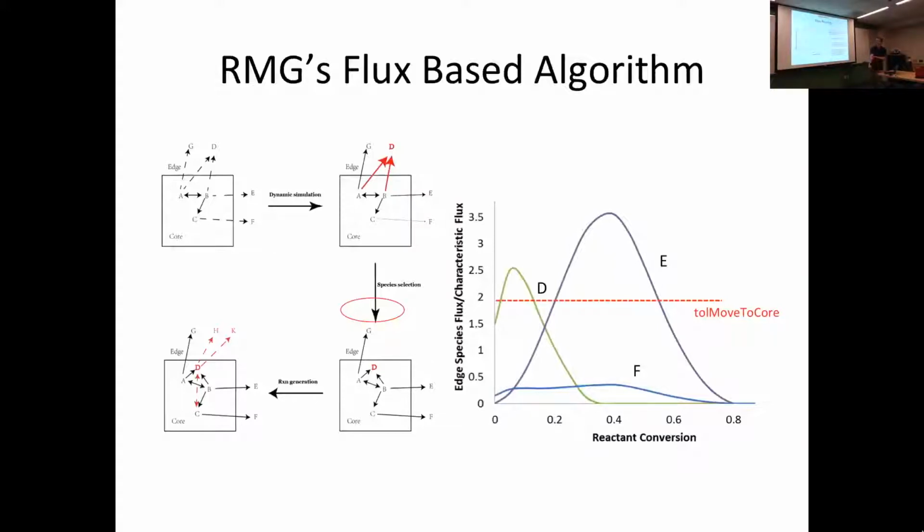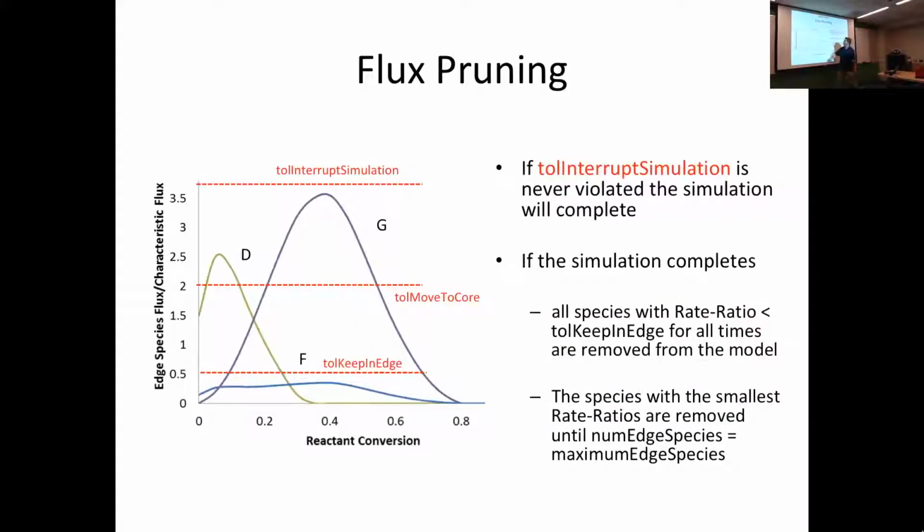So we have this tolerance move to core, but with pruning, we also have this tolerance interrupt simulation. The tolerance interrupt simulation works like this: if some rate ratio, the ratio between the edge species flux and the characteristic flux, gets higher than the interrupt tolerance, then the simulation terminates. However, in pruning, something they thought was very important is that you complete the whole simulation before you decide whether reactions are important or not.